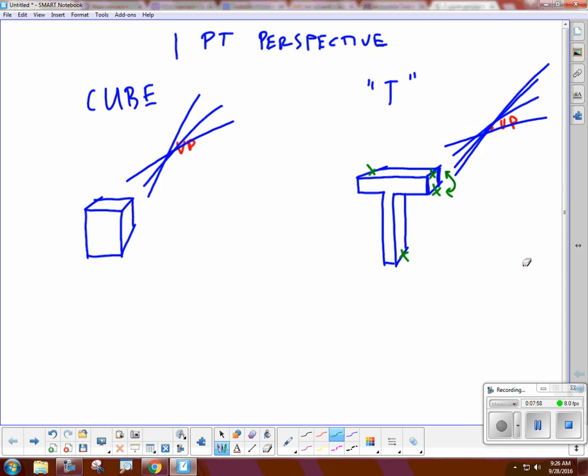So the lines that I was just highlighting, those lines at some point intersect. All your construction lines are intersecting, so you know that they can't be parallel with one another because they intersect eventually. And all these depth lines intersect at the vanishing point. So that's how you know it's a perspective drawing and not an ISO. So there you go. There's one-point perspective for a cube and a T.